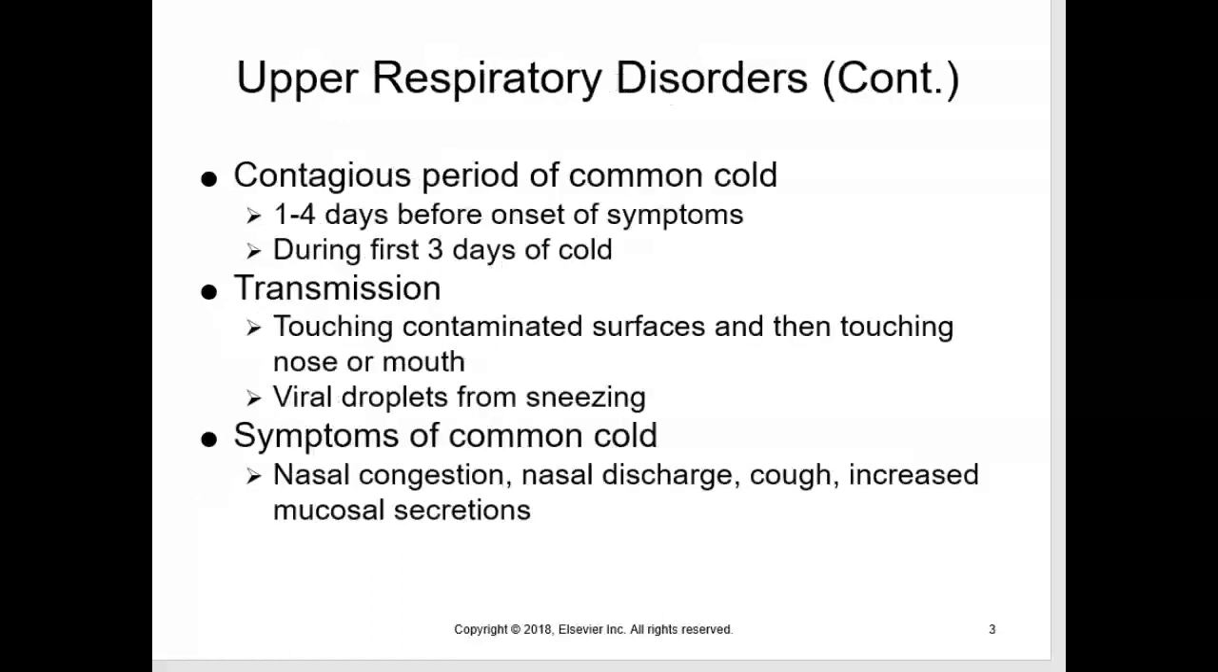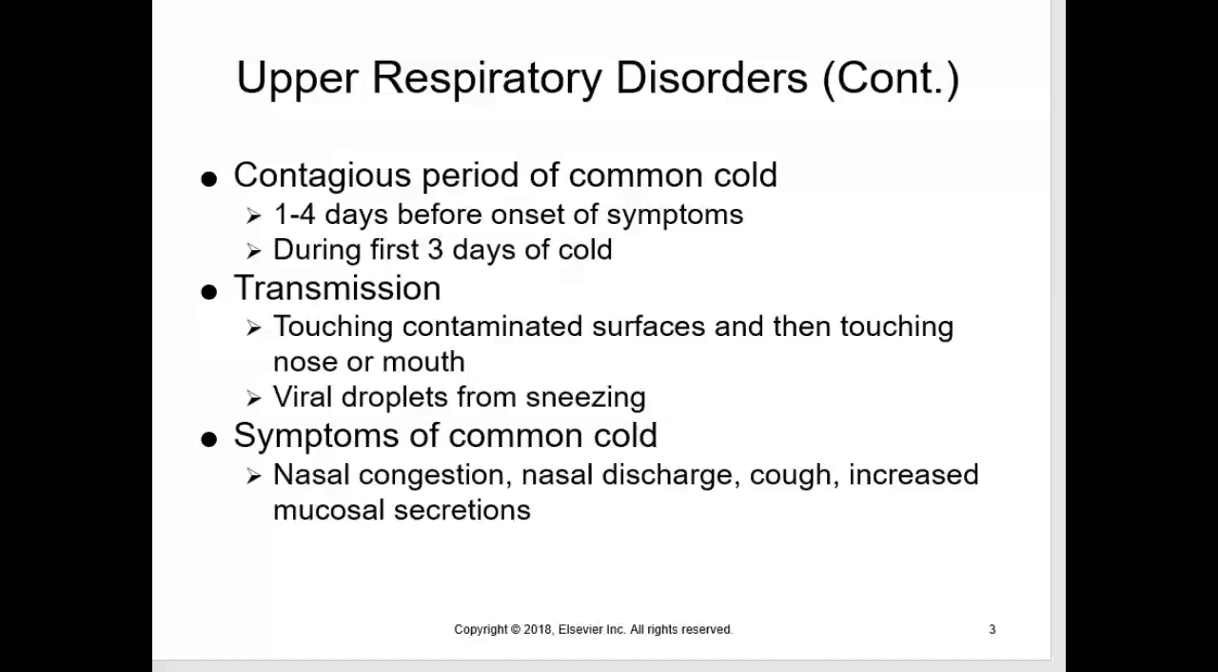Symptoms of the common cold include rhinorrhea. So when you see rhino, R-H-I-N-O, you should think nose. And if you think of diarrhea, we see rrhea meaning flow. So rhinorrhea is watery nasal discharge, nasal congestion, cough, and increased mucosal secretion.